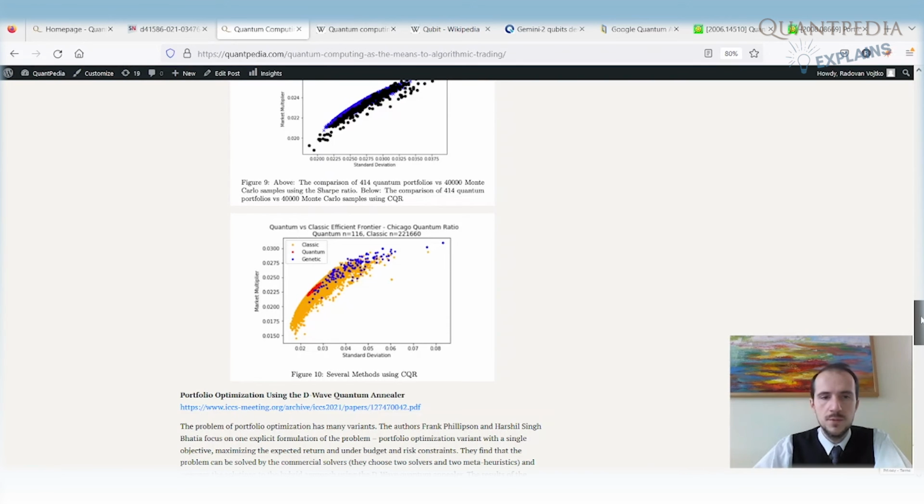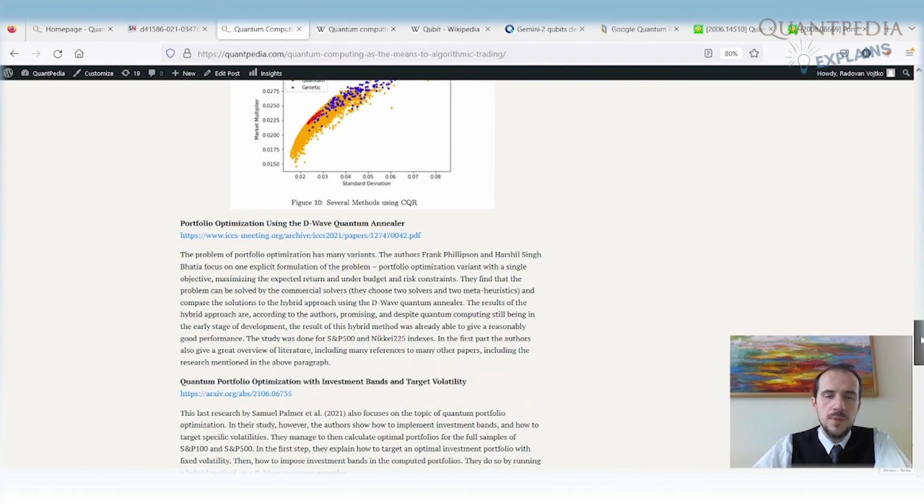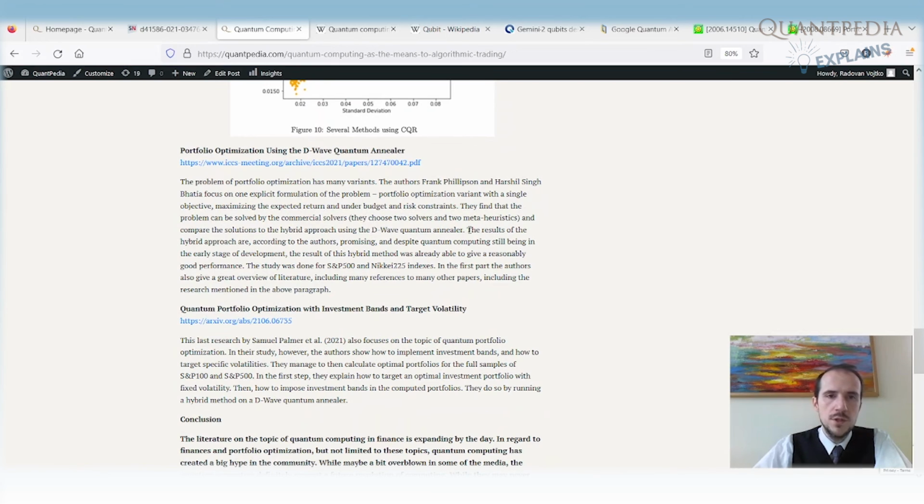There are also other papers that I can recommend: Portfolio Optimization Using the D-Wave Quantum Annealer and Quantum Portfolio Optimization with Investment Bands and Target Volatility. Both papers are dealing with portfolio optimization problems and how you can use quantum computers in portfolio optimization.